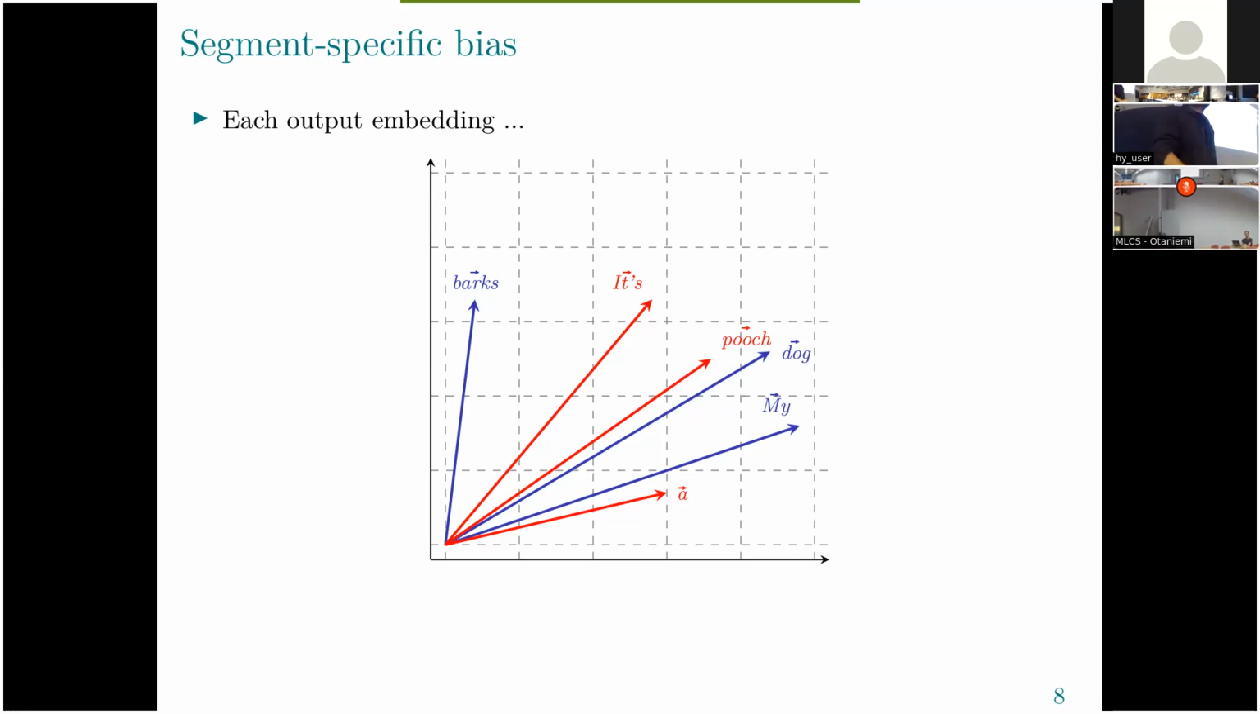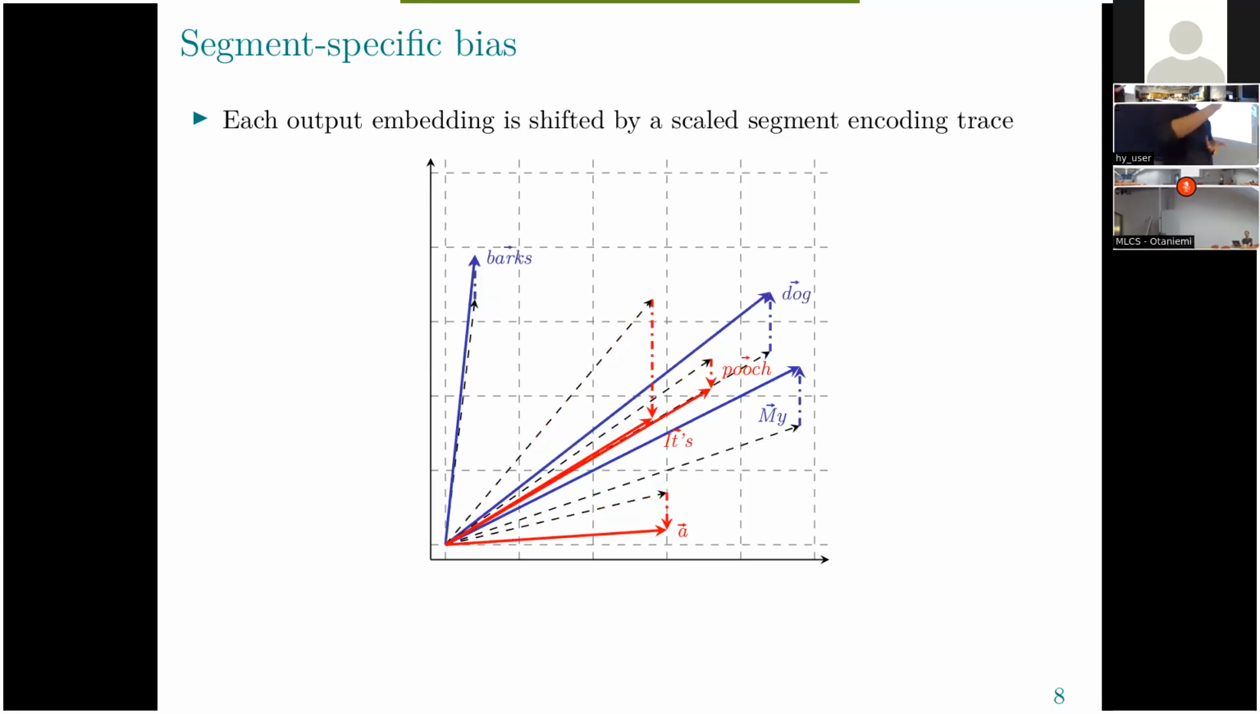But now if I have a segment bias, something that pushes words depending on which sentence they come from, I do expect a very different behavior depending on which sentence a word comes from. Because we have a trace that depends only on the segment encoding and varies only by a scalar, I'm going to push all the elements of one sentence in one direction and all the elements of another sentence in another direction. Informally speaking, we expect the tokens to be more easily linearly separable according to which segment encoding they actually occur in.